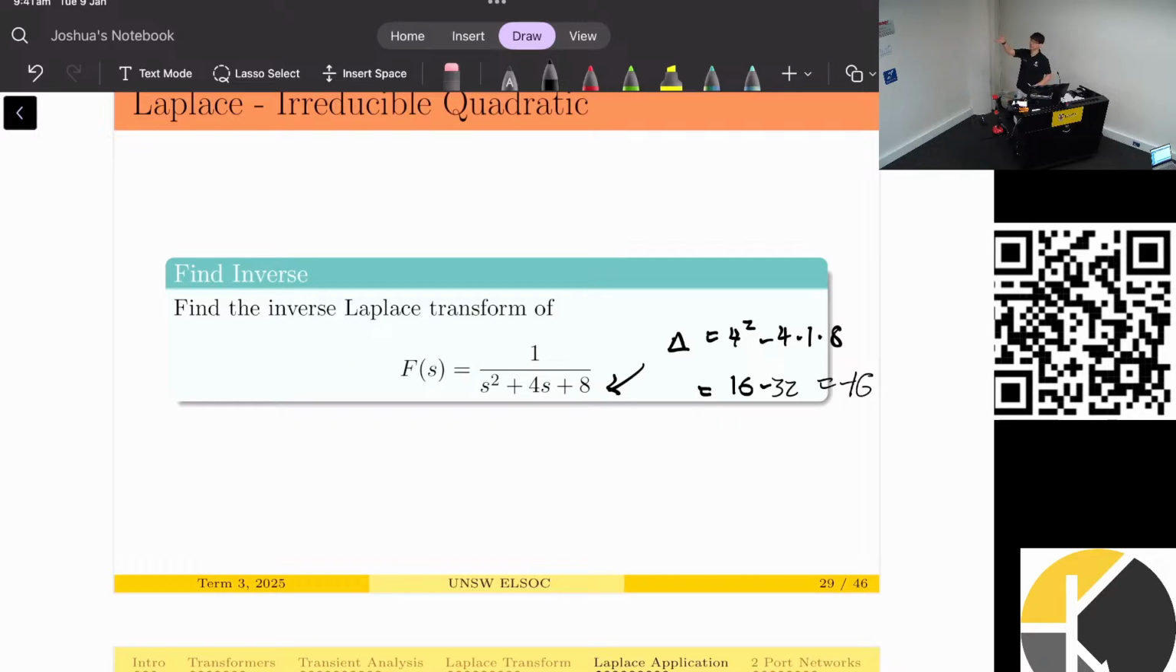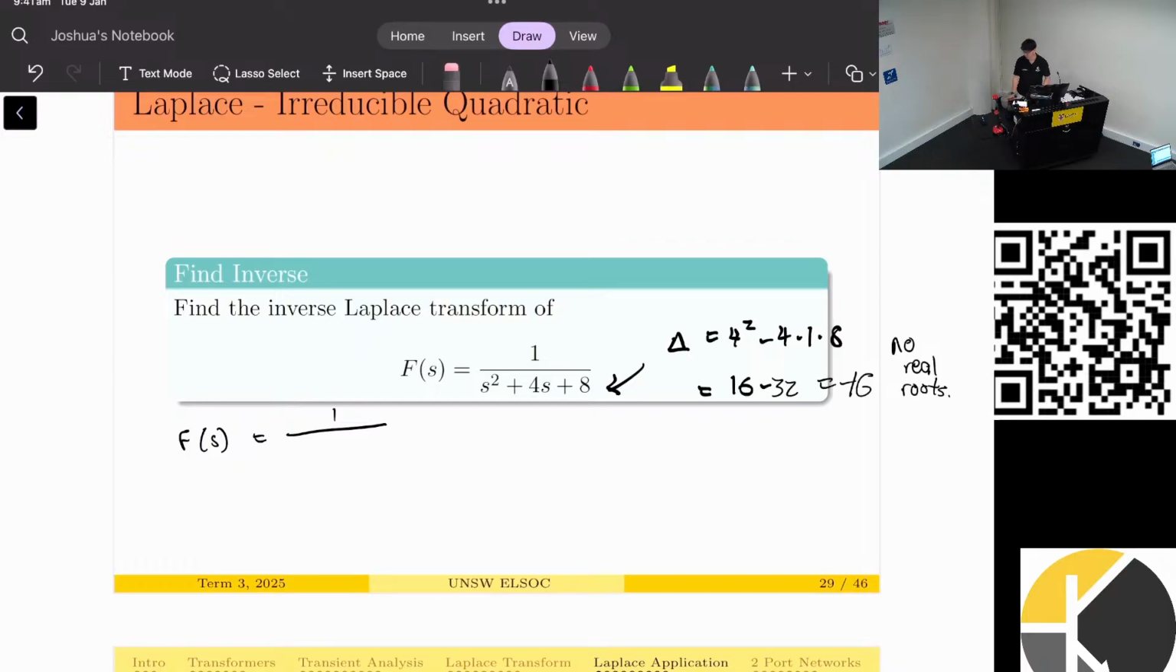So since we have a negative discriminant, that means that this equation has no real roots, which means that I can't factorize it. So I can't apply partial fractions. So I have to do something else. And that something else is going to be completing the square. So I'll write it out again.